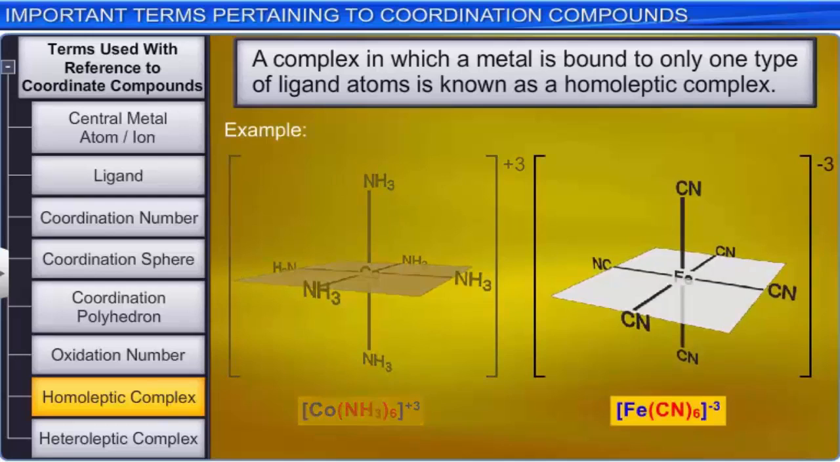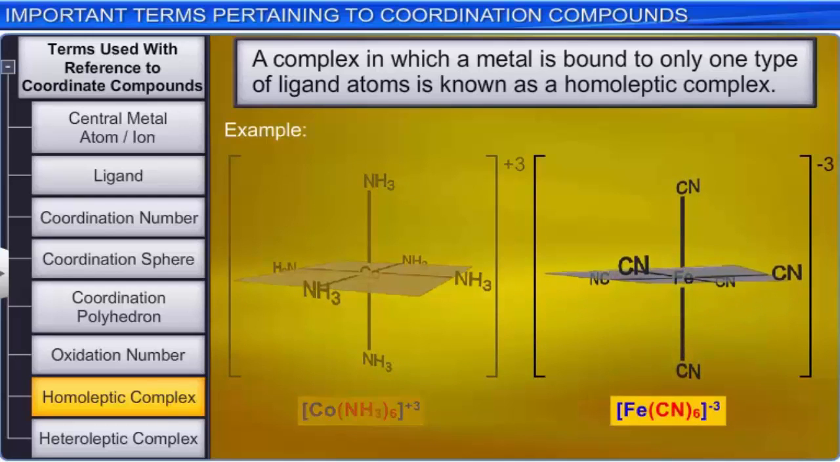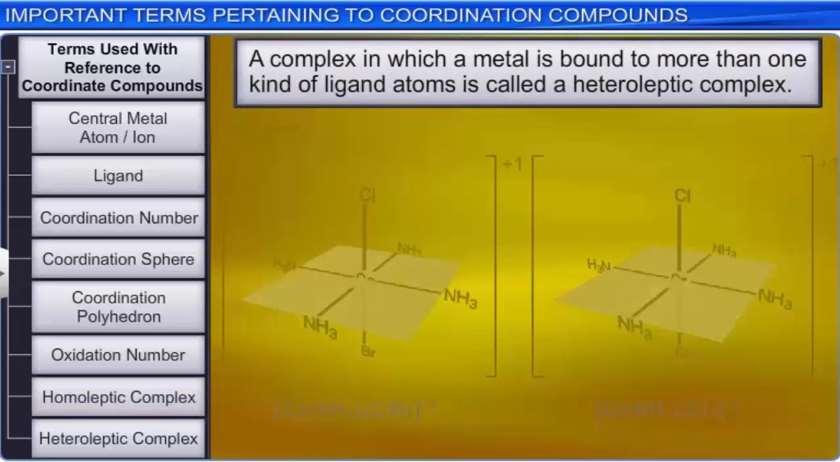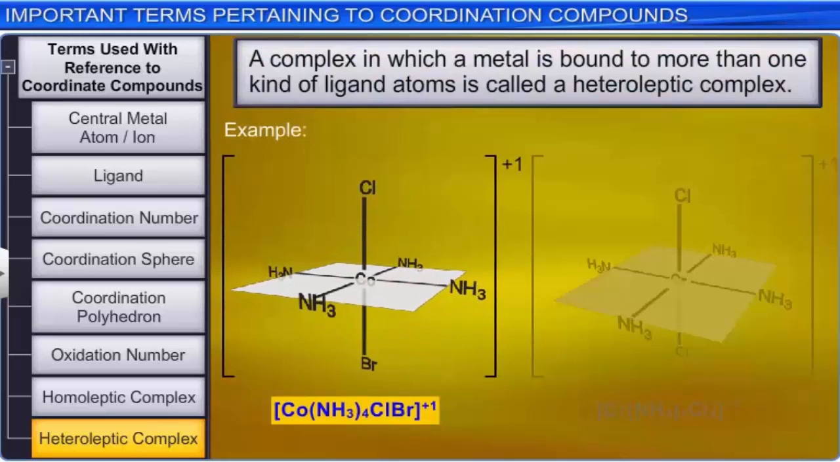On the other hand, a complex in which a metal is bound to more than one kind of ligand is called a heteroleptic complex. For example, [Co(NH3)4ClBr]+ and [Cr(NH3)4Cl2]+.